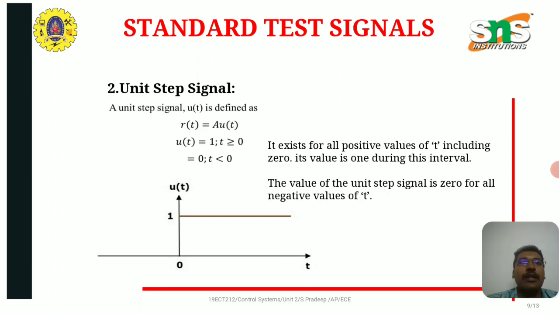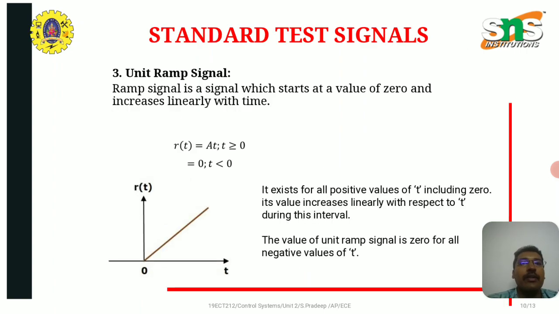Unit step signal. A unit step signal u(t) is defined as r(t) equal to a u(t), where u(t) equal to 1 when t greater than or equal to 0, and it is 0 for t less than 0. It exists for all positive values of t including 0. Its value is 1 during this interval. The value of the unit step signal is 0 for all negative values of t.